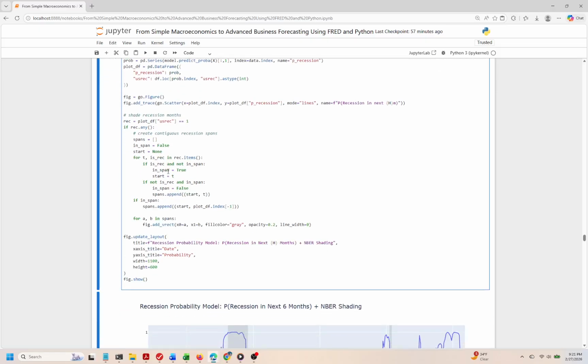To enhance our visualization further, we incorporate recession shading on the chart. This involves identifying periods when recessions occurred and marking these phases distinctly on our graph. We do this by tracking where the recession indicators are true, ensuring we capture all continuous spans of recessionary periods. In practical terms, if we detect that we're currently in a recession and have processed our data correctly, we create shaded rectangles to visually represent these times of economic downturn. The gray shading helps to clarify the relationship between predicted recession probabilities and actual recession durations.